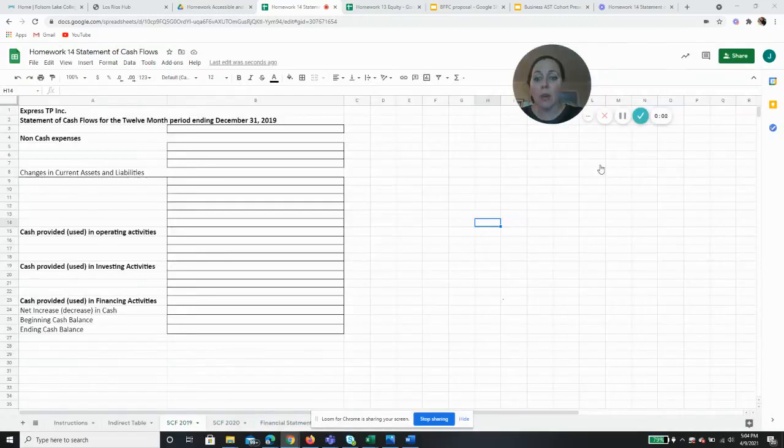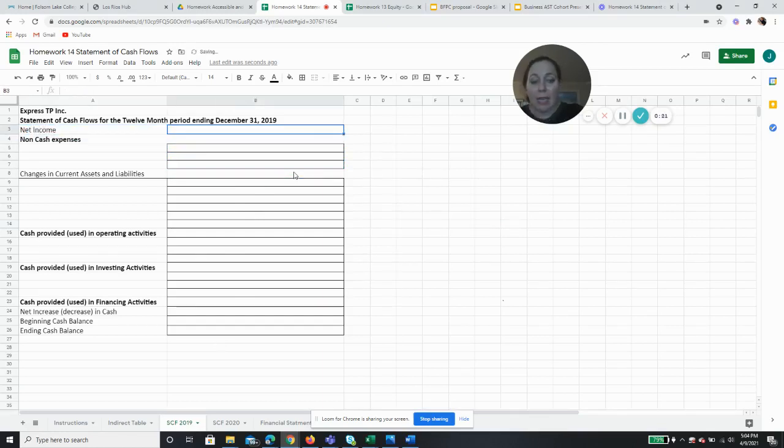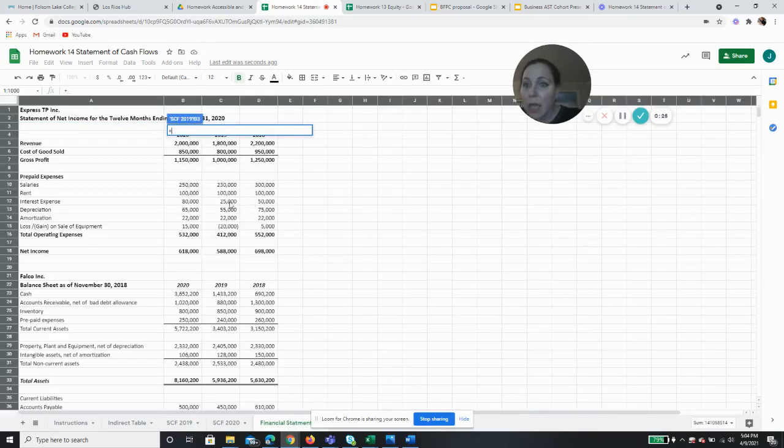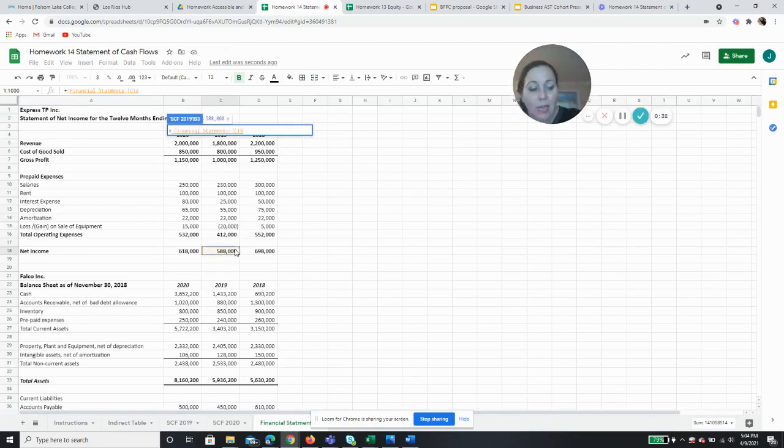We are on homework 14. We are doing the statement of cash flows for Express TP as of December 31st, 2019. Okay, so we are going to start up here with net income. We always start with net income. And I'm going to take net income from my financial statements. And net income for 2019, it says right here, is going to be $588,000.